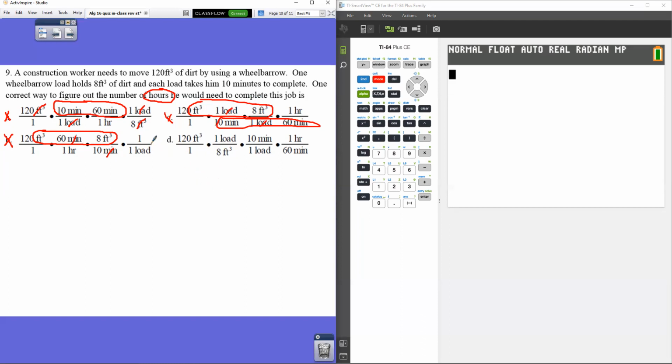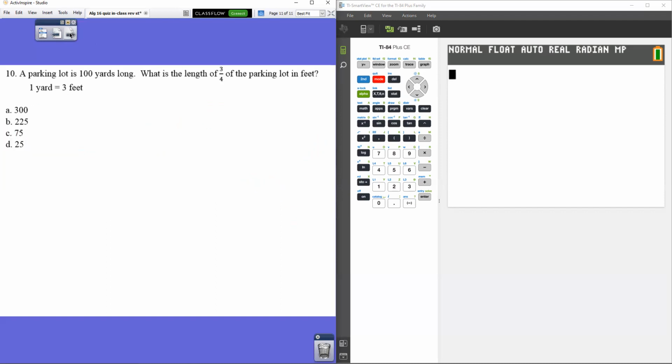Watch what happens in the correct answer of D. Load and load cancel out. Minute and minute cancel out. Cubic feet and cubic feet cancel out. Notice across the top, all that we have left is hours. So we would have hours over 1. That makes sense because we're trying to figure out how many hours.